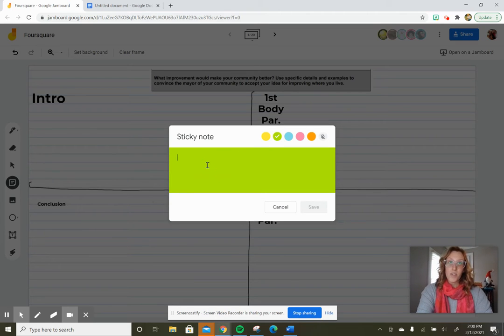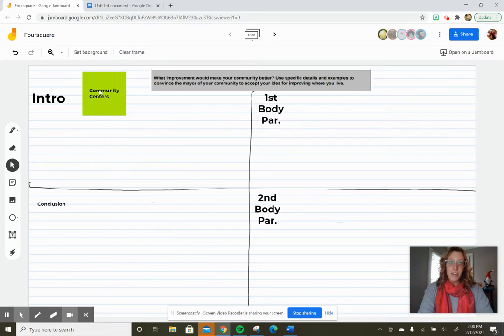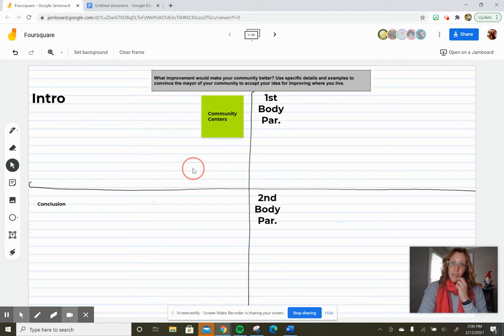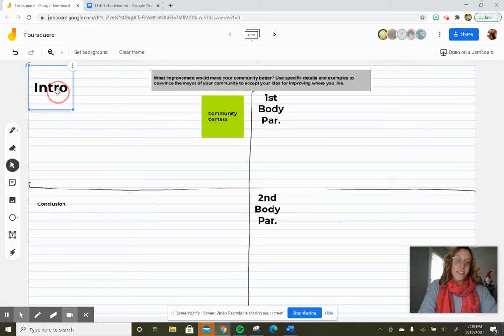So my answer, or my one improvement, is going to be community centers. I think that would be something that everybody could benefit from. I feel like I could write a strong essay about it. So I'm going to put that right here. That's my decision.